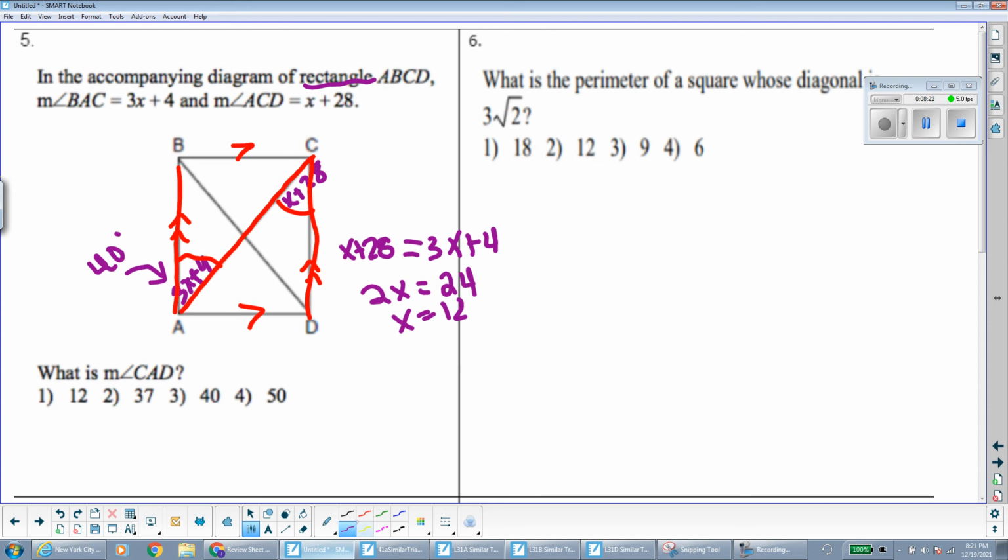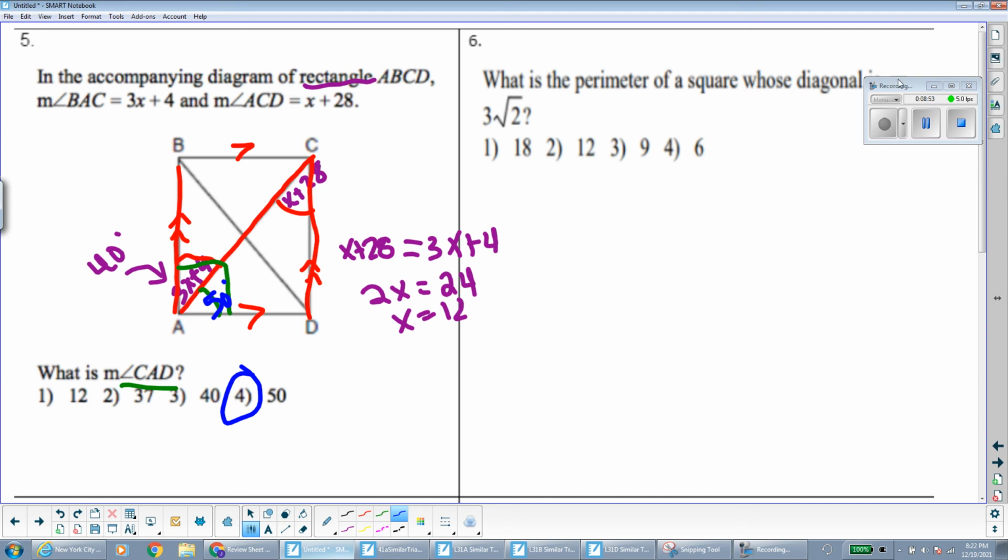Now, what I need to find is the measurement of angle CAD. CAD, that's this angle right over here. Well, I know that all the angles in a rectangle are right angles. So I know that the whole angle A is 90 degrees. If this part of the angle is 40 degrees, then the other part has no choice but to be 50 degrees to make both parts of the angle add up to the full 90-degree right angle. So we see that the measure of angle CAD is 50 degrees.